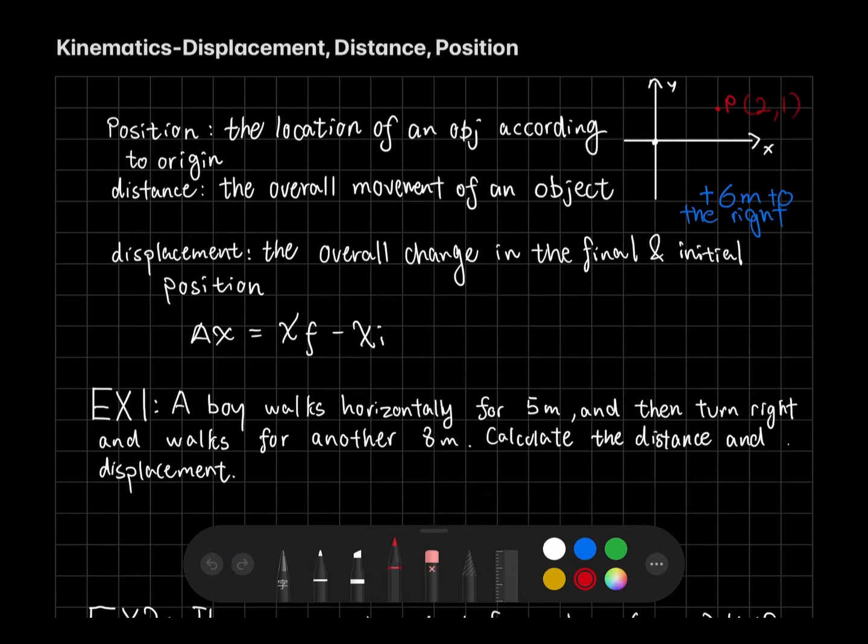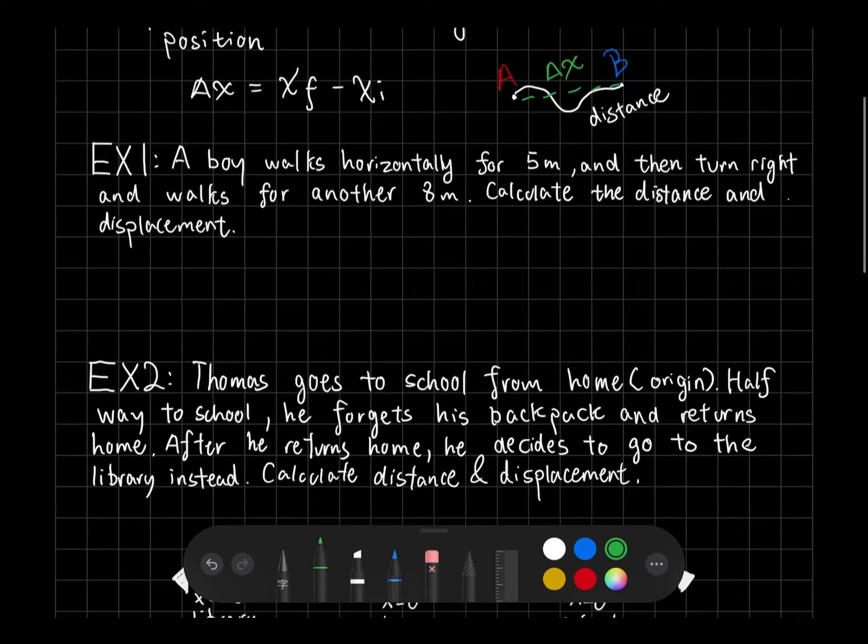So now, let's say these are points A and B right here. And here is my path. This path here is the distance. But the difference between the positions is the actual delta x, which is the displacement, the overall change in the final and initial position. Now let's take a look at an example.